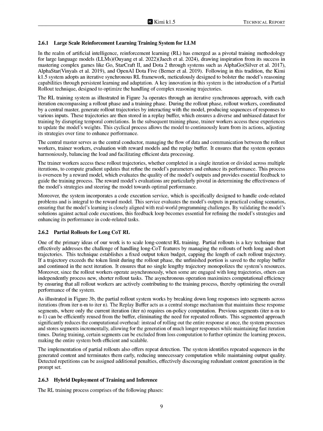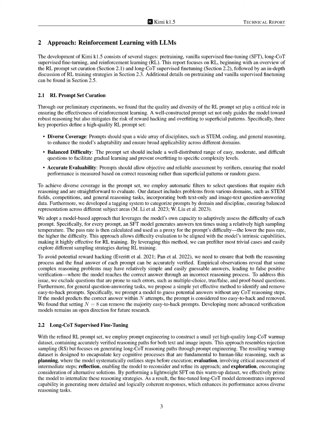The Kimi k1.5 algorithm operates through a structured process that integrates reinforcement learning (RL) and long chain of thought (long-CoT) methods. Initially, the model undergoes pre-training and vanilla supervised fine-tuning (SFT) before transitioning to long-CoT SFT, where it is primed with a high-quality dataset that encapsulates key cognitive processes like planning and reflection. Following this, the RL phase begins, where a well-curated prompt set is essential for effective training. This set is designed to ensure diverse coverage, balanced difficulty, and accurate evaluability, which mitigates issues like reward hacking.